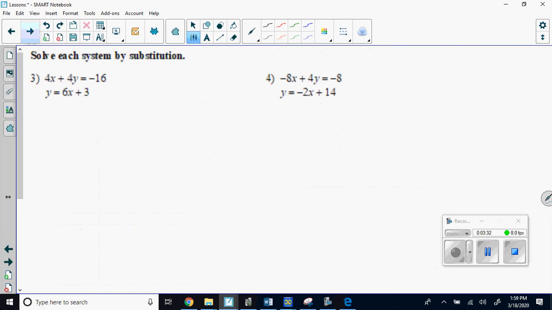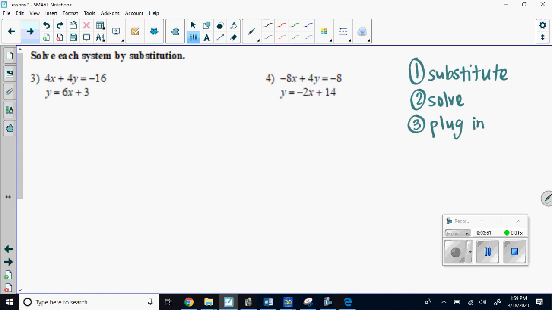Substitution is the next thing I want to review with you. The steps for substitution are step 1, substitute. Step 2, solve. Step 3, plug in and solve for the other variable. Okay, step 1, we're going to take this equation right here. If you're taking notes, pause a moment and write these down.